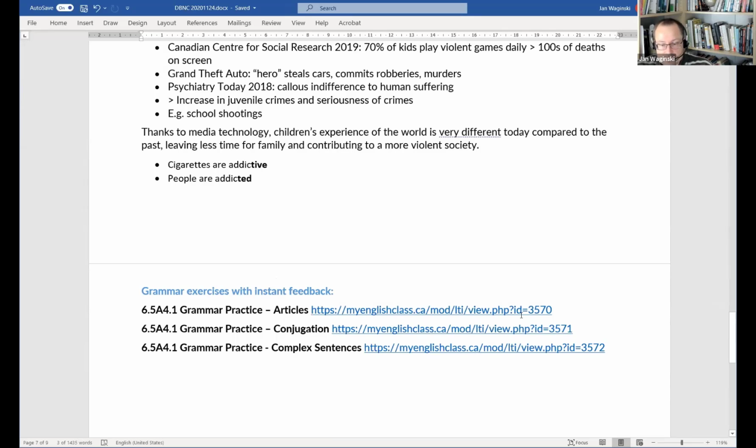In the first one, you're just going to do the articles practice. So you're going to do definite article, indefinite article, or no article. If there's no article, you just put a dash. Conjugation, this is verbs and participles. Remember, participles are active or passive adjectives. It's like the ones that we saw today. You can think of them that way.